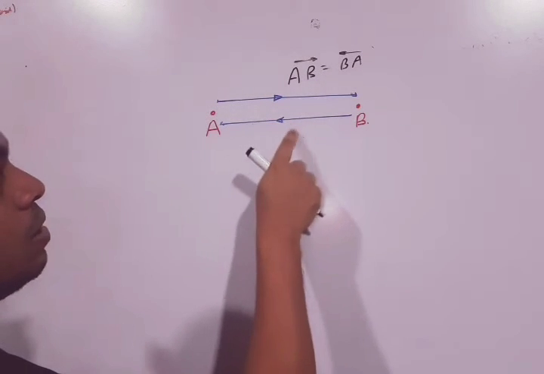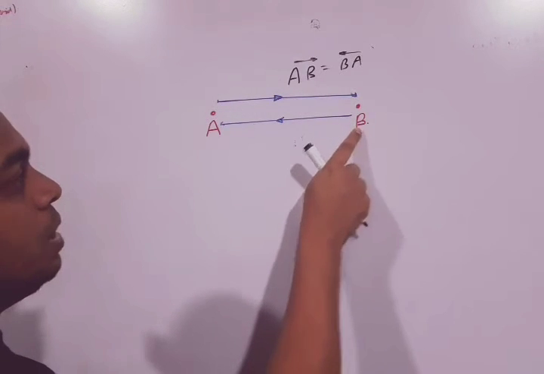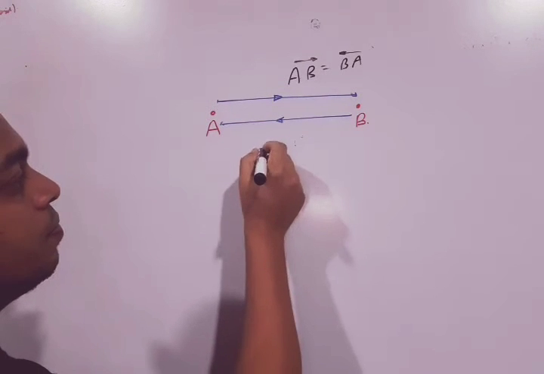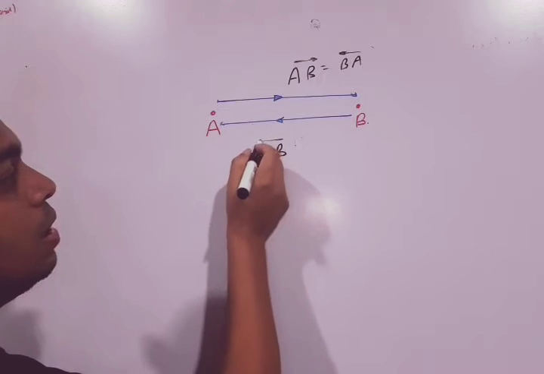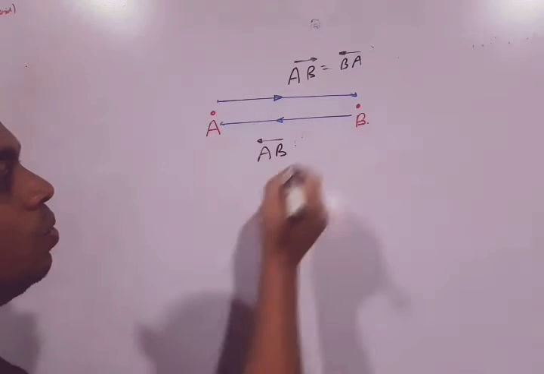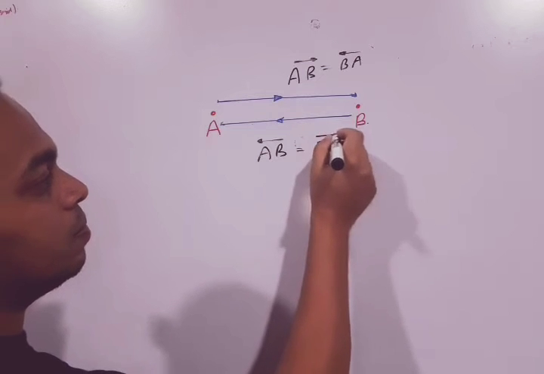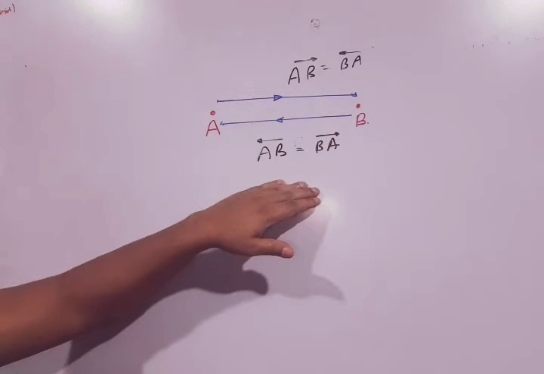Now what about this vector? This vector tells us that it starts from B and ends at A. So we can write it as AB, starts from B, ends at A. Or we can write it as BA. So both representations are correct. So these are vectors, vector entities.